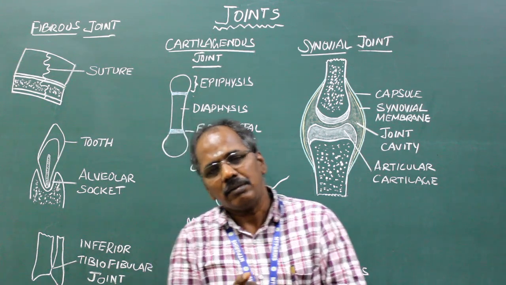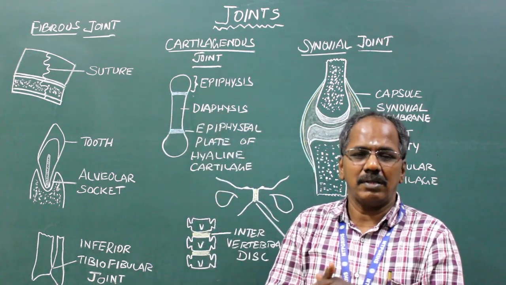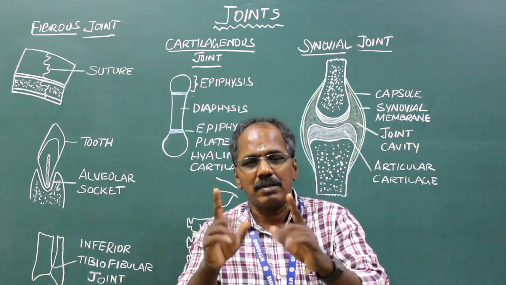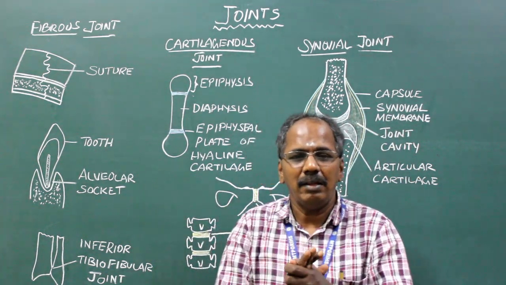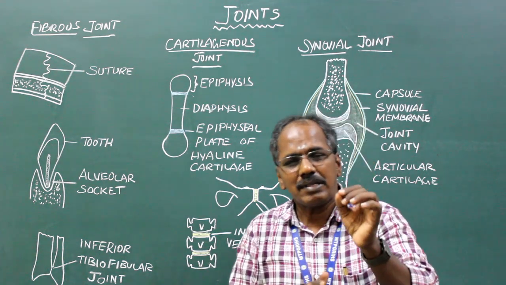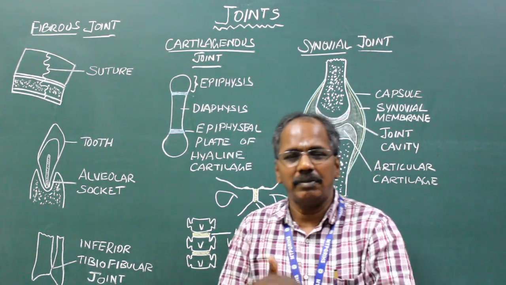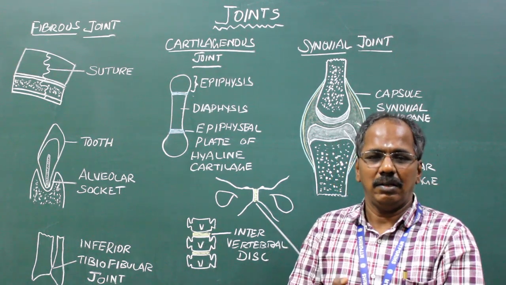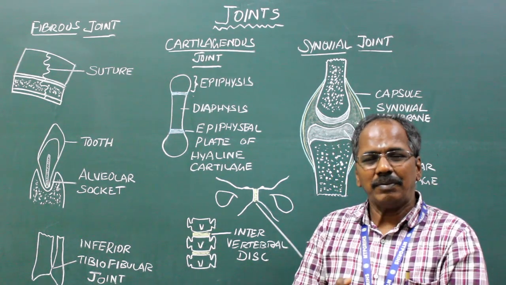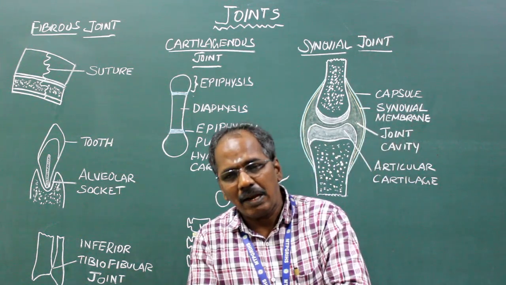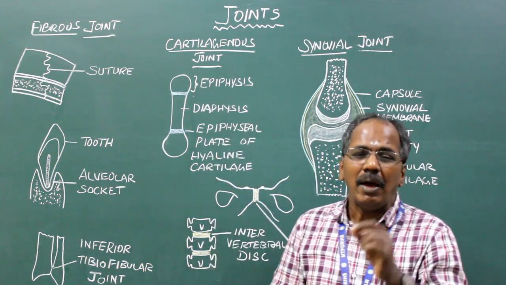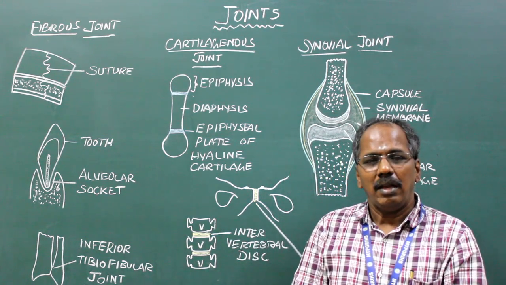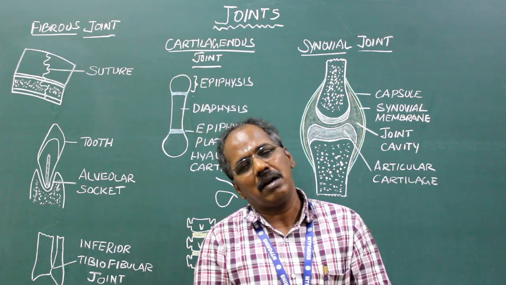Number three, syndesmosis. In this type, the two bones are connected by fibrous dense connective tissue in the form of interosseous ligament or membrane. Example, middle radio-ulnar joint, middle tibiofibular joint and inferior tibiofibular joint.